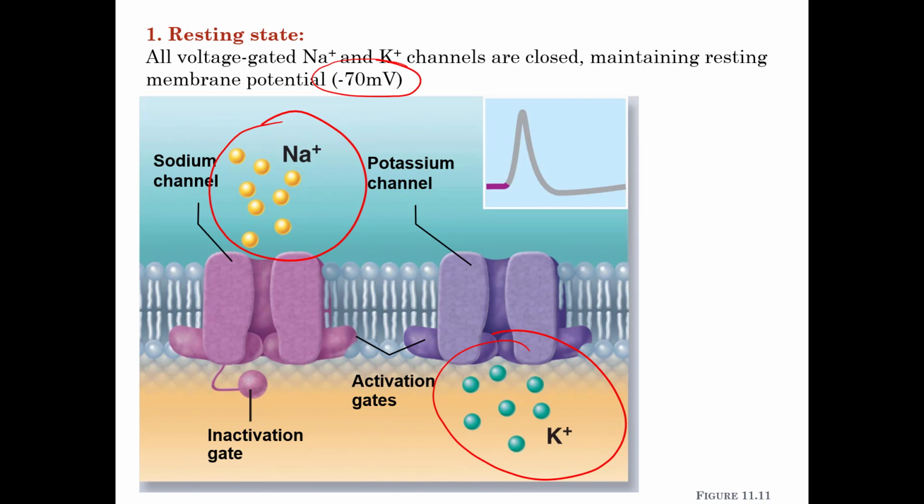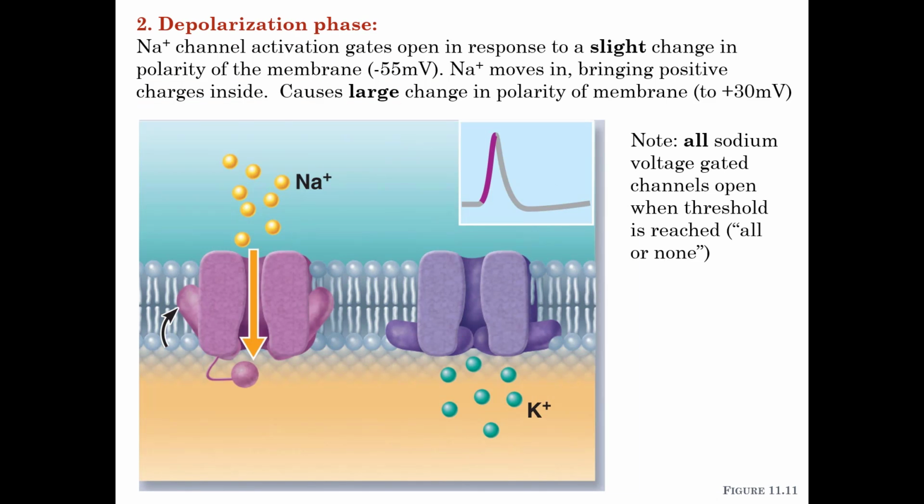These are both voltage gated channels, which means that they will open and close in response to changes in the electric potential. When we're at resting potential of minus 70 millivolts, all channels are closed. The next thing that happens is that we get a slight change in the polarity of the membrane, minus 55 millivolts. That means that the inside is still more negative than the outside, but the inside is less negative than it was when we were at resting potential. We'll talk about how we get that slight change in just a minute. So we'll just believe me that there is a slight change in the polarity of the membrane.